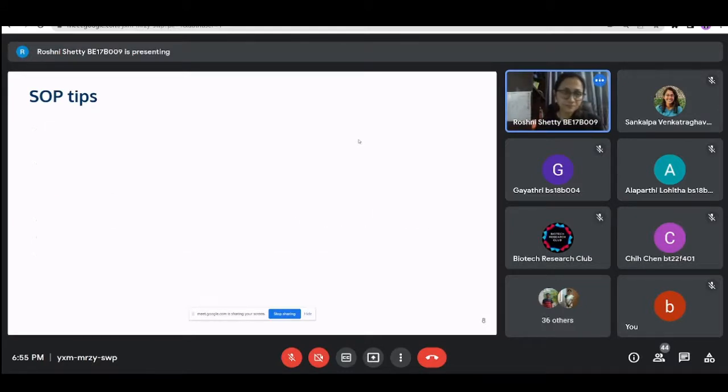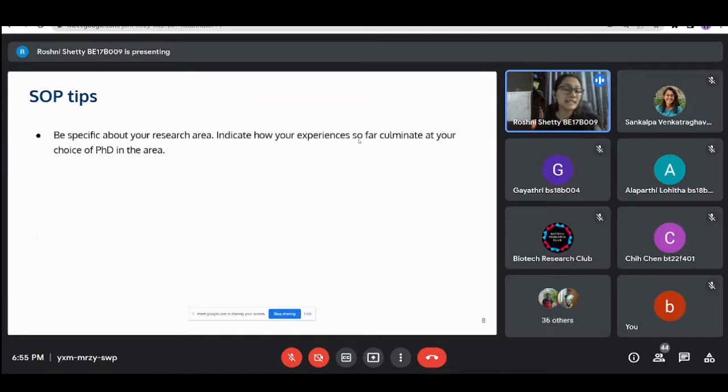Next is to be very specific about your research area. When you're applying to, say, biology programs, or neuroscience, or in my case biomedical engineering, the field is so vast. So if you're applying for a PhD, you need to be very specific about what you're interested in within that particular domain, and culminate all your experiences and explain why you have chosen this PhD in that particular area. This is really important.